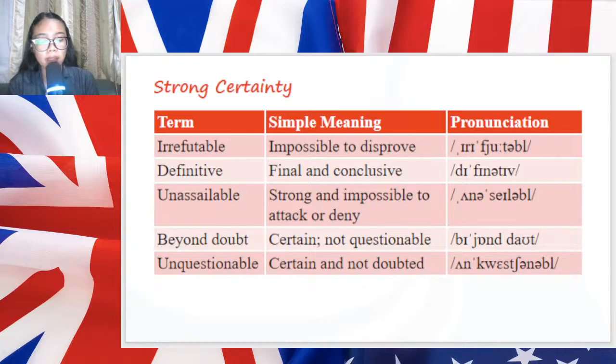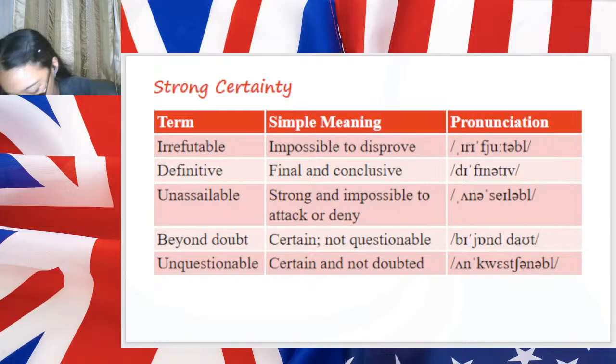Beyond, the word beyond means further than something. So when something is beyond doubt, it means it is outside the limits of uncertainty. It is often used in both legal and academic settings, especially when referring to facts or findings that are universally accepted or clearly proven. Okay. So that is beyond doubt.